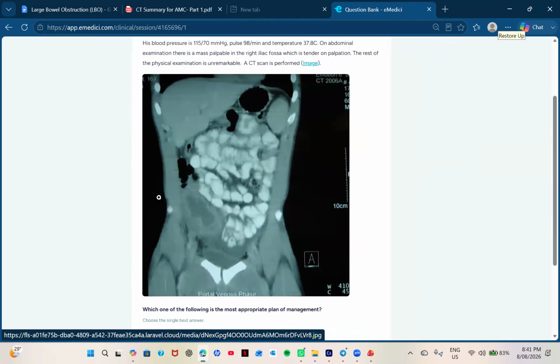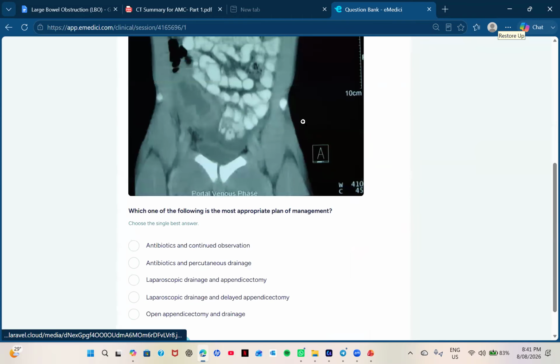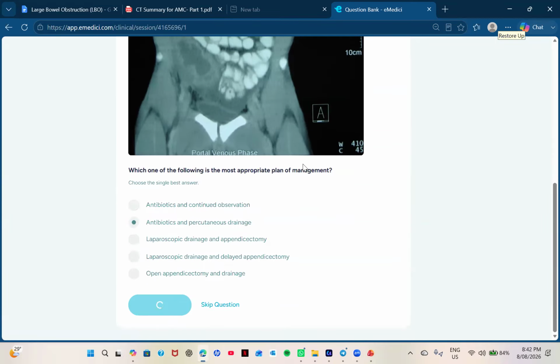Here, can you see, this seems like 8 centimeter, right? This is the 10 centimeter one. It seems like around 8 centimeter, right? So which one of the following is the most appropriate plan of management? Now tell me, doctors, what do you think? This is very important. Okay, you are all going with B, right? I quickly mark that one and go.